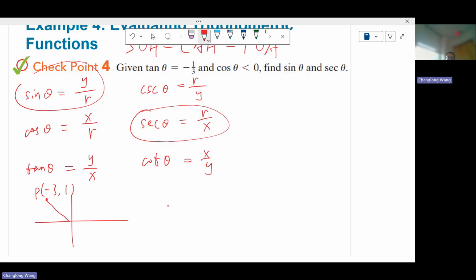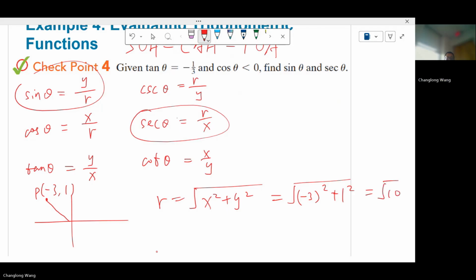Whew. So let's go ahead and take, keep forgetting about the steps. All right, so r is the square root of x squared plus y squared, right? So you get the square root of negative 3 squared plus 1 squared, right? So that's going to get you radical 10. So now sine theta, which is y over r, right? So y is 1, r is radical 10.